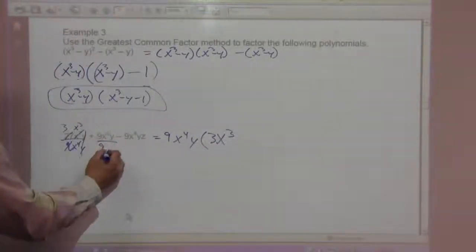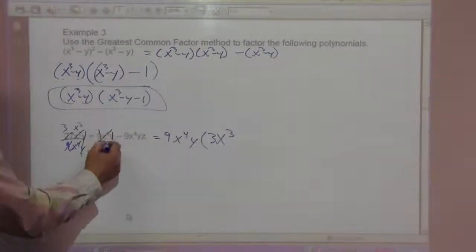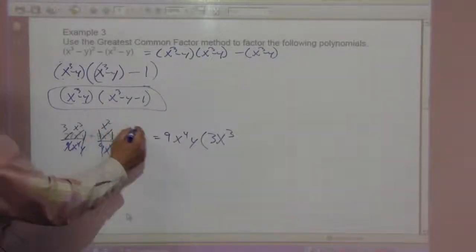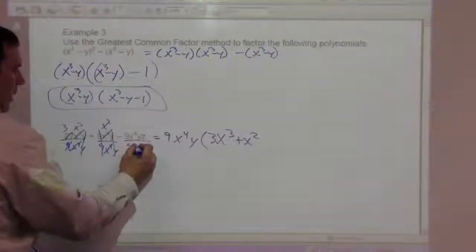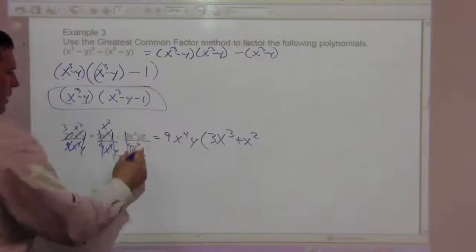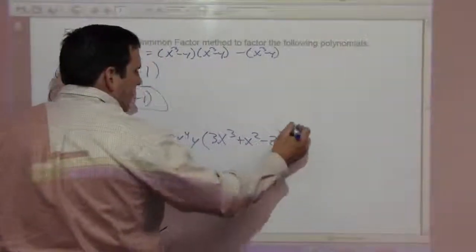Dividing this by 9x to the 4th times y, the y is going to go, the 9 is going to go. X to the 6th over x to the 4th is x squared. Dividing this by 9x to the 4th y, the 9 goes, the x to the 4th y goes, what's left is a z.